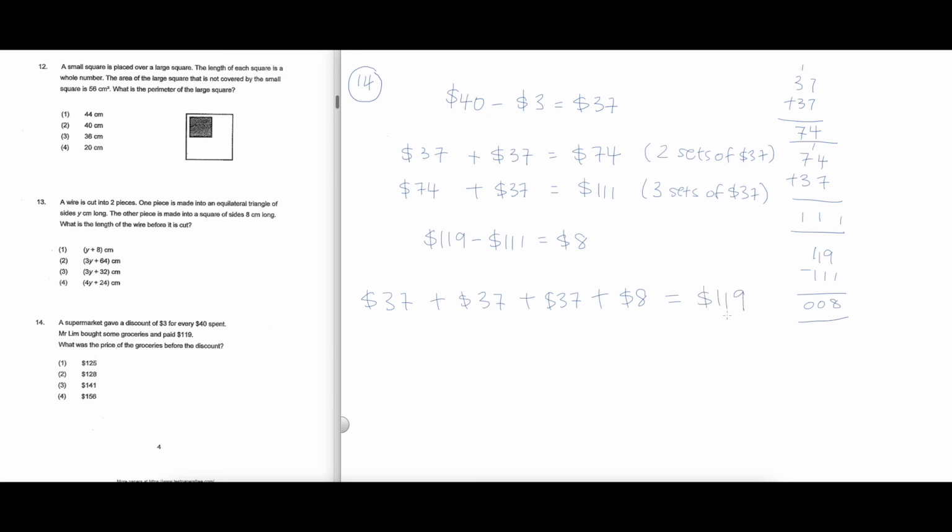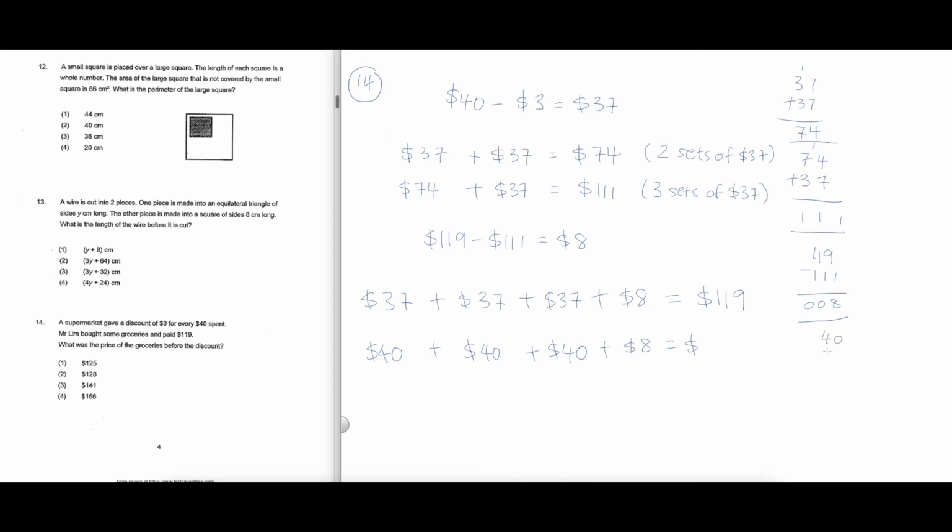Okay, try and follow. What is the price of the groceries before discount? So for every $37, you see there's actually a $3 discount, right? So actually he bought $40. Okay, for the last $8, there's no discount because he didn't hit $40 spent. You guys understand? See, $37 is after discount, $40 is before discount, which is what the question is asking you for. Got it? Try and follow.